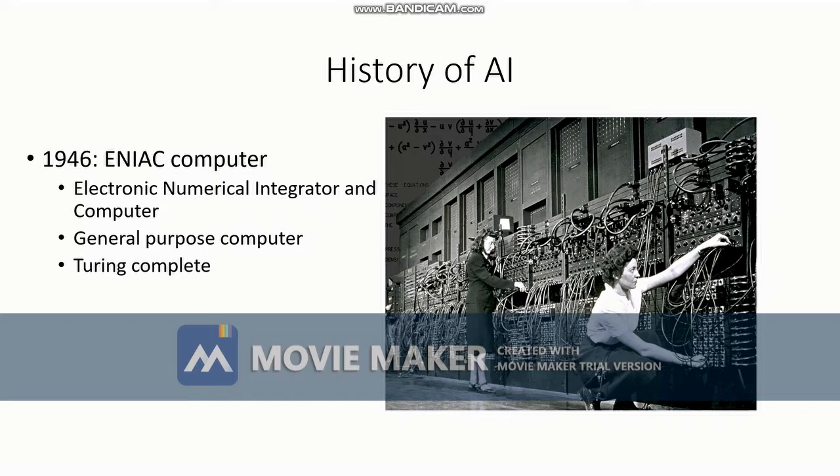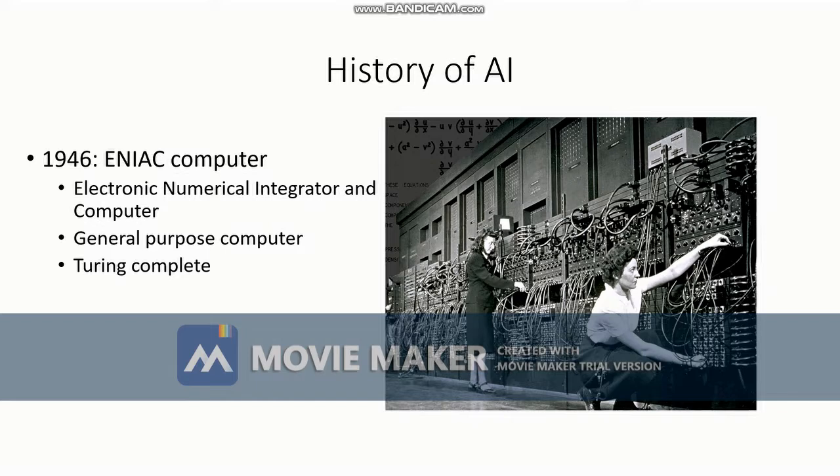So way back in 1946, the first computer, that is the ENIAC computer, was made, which marks the dawn of computing. So what does ENIAC stand for? Electronic Numerical Integrator and Computer. It is basically a general purpose computer, and it was Turing complete. If you know what a Turing machine is, we will see later on what a Turing machine is, but if you already know what a Turing machine does, ENIAC was also able to do the same thing way back in 1946.